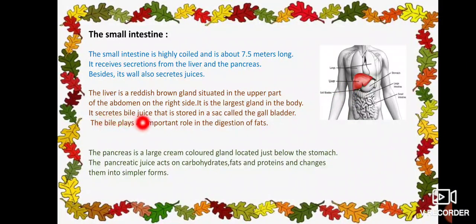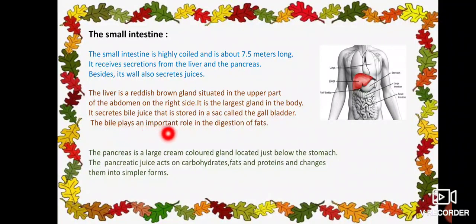It secretes bile juice that is stored in a sac called the gallbladder. Inside the liver there is a sac, which is called the gallbladder. This liver secretes bile juice, and that bile juice is stored in that sac. That means the secretion secreted by the liver is stored inside the gallbladder.